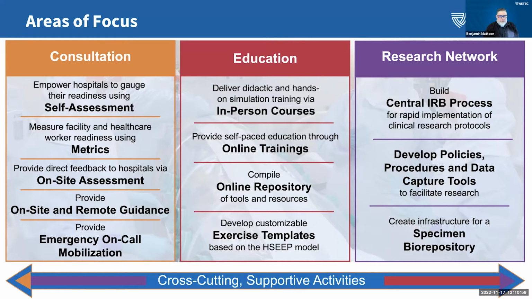The research arm or focus of NETEC is busy establishing central IRB processes, working on policies and procedures, working with facilities who conduct research, including helping create the infrastructure for a specimen biorepository. Those are the three main areas that NETEC focuses on.